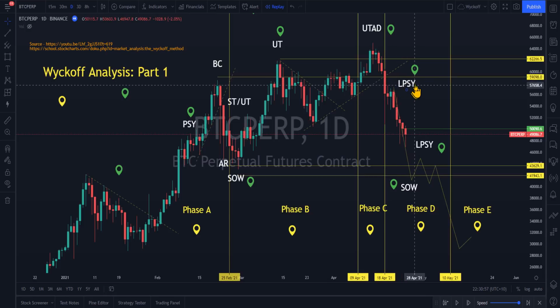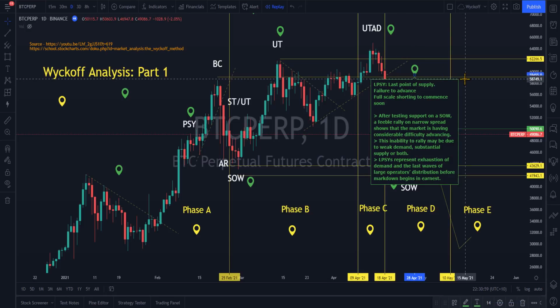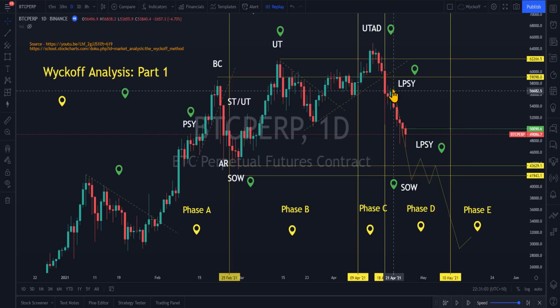So what's this LPSY thing? Last point of supply. What does it mean? Last point of supply: you notice how the price comes down and the bulls try to drive it up, but it doesn't go up because they're running out of steam. The supply into the market, the selling into the market is too extreme for them. The institutions have figured out that they've won already up here. So they push.